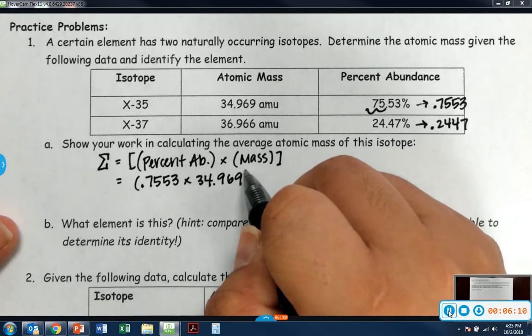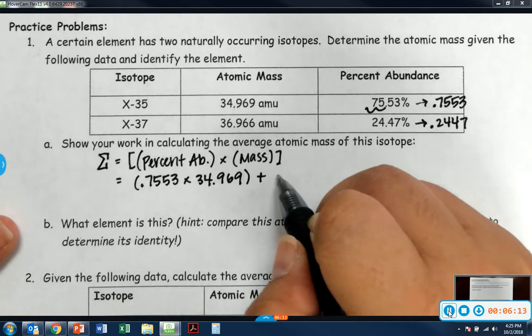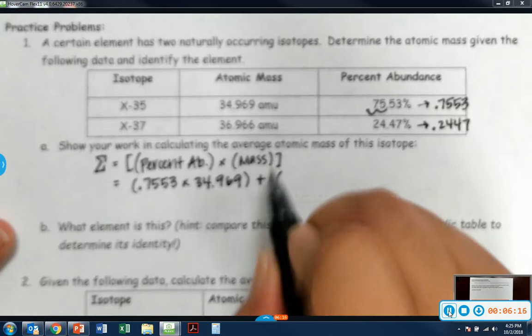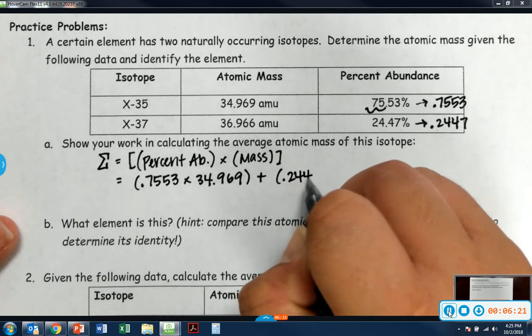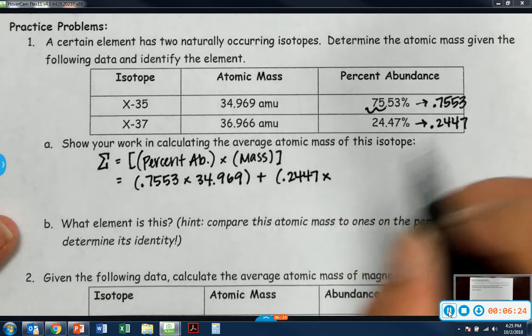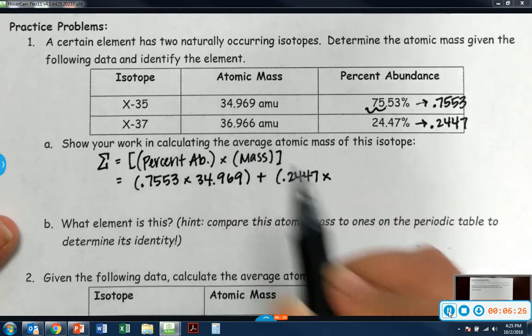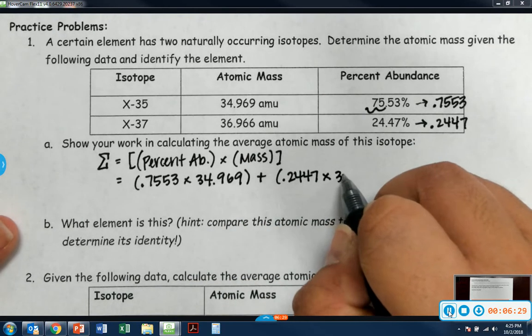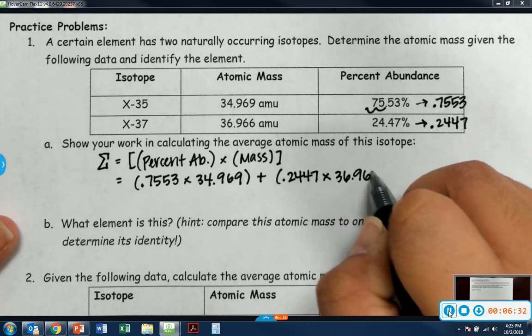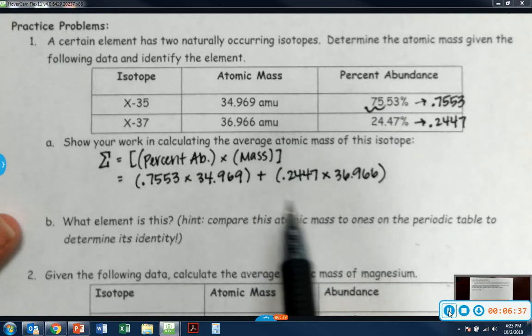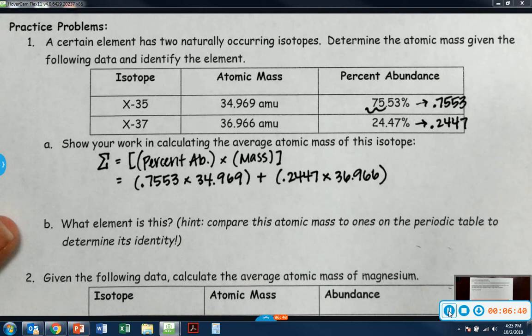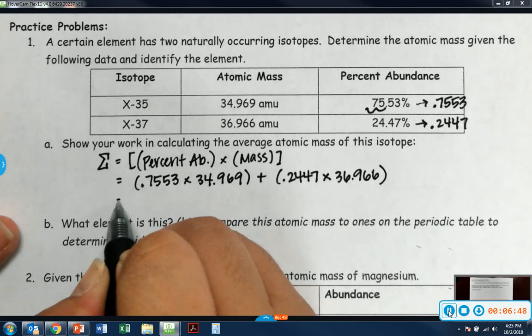Okay, so that's isotope X35. Now we're going to add that to our next isotope. So for X37, we use our percent abundance, 0.2447, and multiply that by its mass, 36.966. When you calculate this in your calculator, we'll pause the video for now. I'll let you do your own calculations and let's see if we get the same answers.